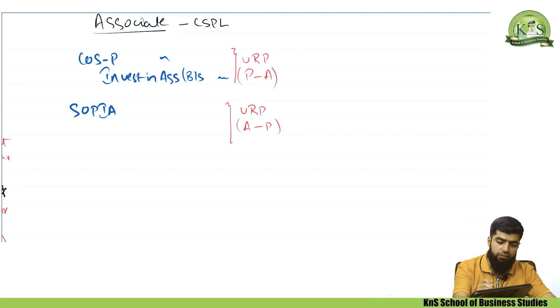Share of profit in associate will be debited, and again inventory of P company will be credited.